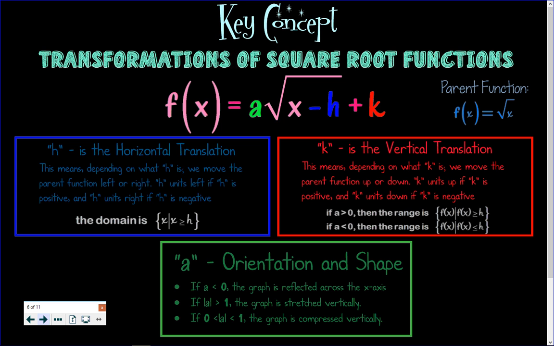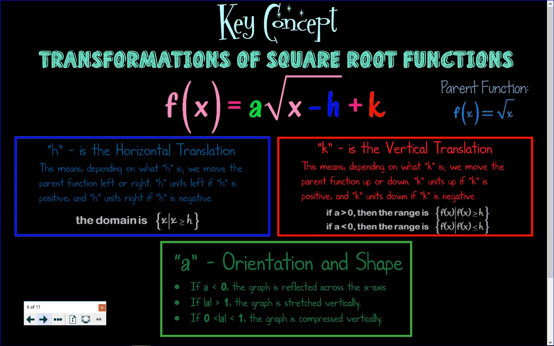Okay, so H right here. Depending on what H is, we move the parent function left or right, so it moves it horizontally. If H is a positive number, it's H units left. If it's a negative number, we move it which direction? Right, to the right. If it's positive, we move it that many squares to the left.